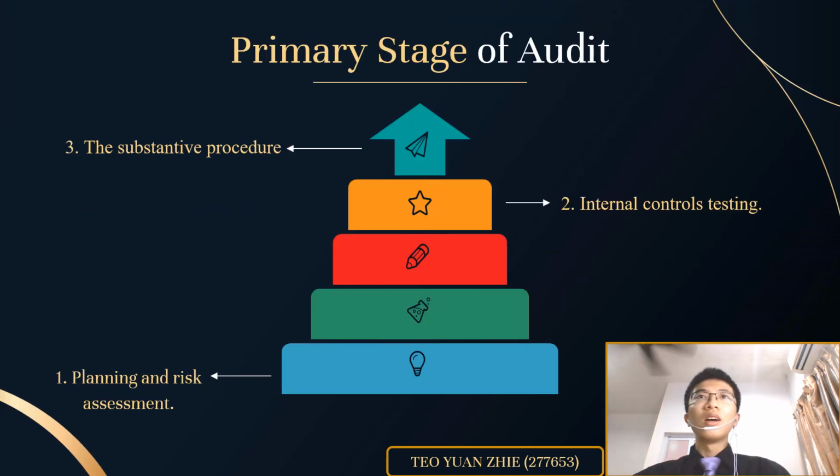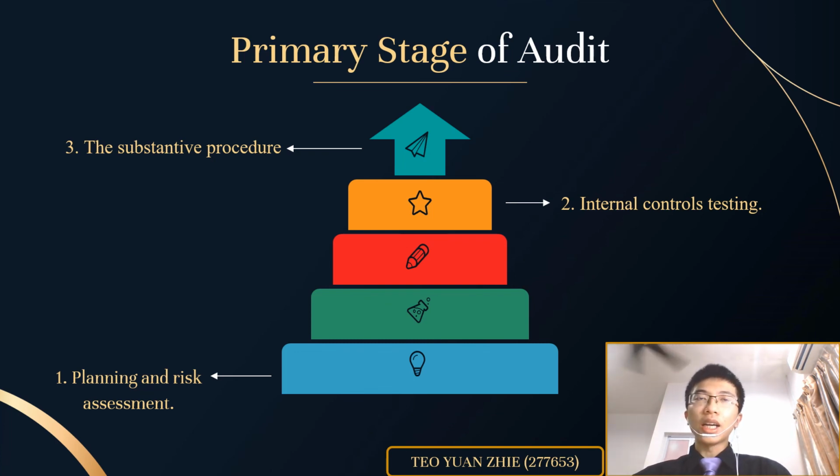In this part, there are also primary stages of an audit included. There are three primary stages of an audit. The first is planning and risk assessment. Planning and risk assessment involves obtaining an understanding of the business and the business setting within which it operates. And they will use the information to examine the risk that could impact the items of the income statement.